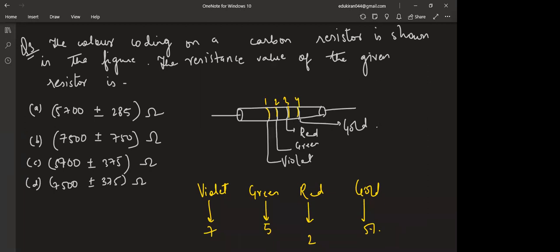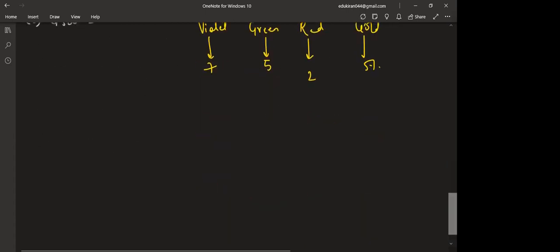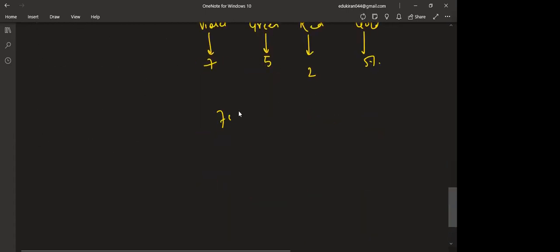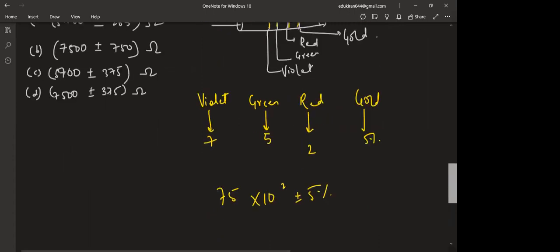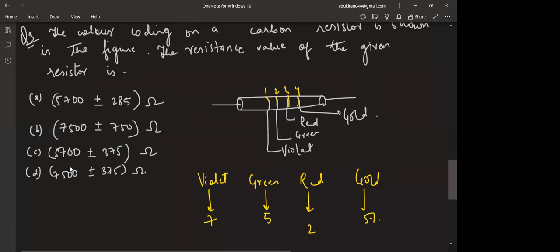So for the resistor, how do you write it? The first two will be 75. You write them together. This will become the power of 10, so 10 to the power 2, plus minus 5%. Fine, this is plus minus 5%. So 7500, you have it from here. Fine. So two options at least get eliminated. You can eliminate 750, 70, A and B and D.